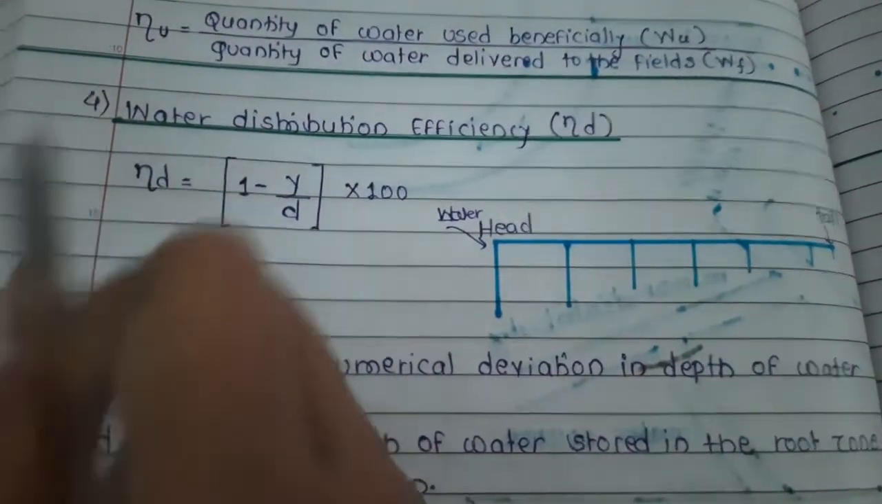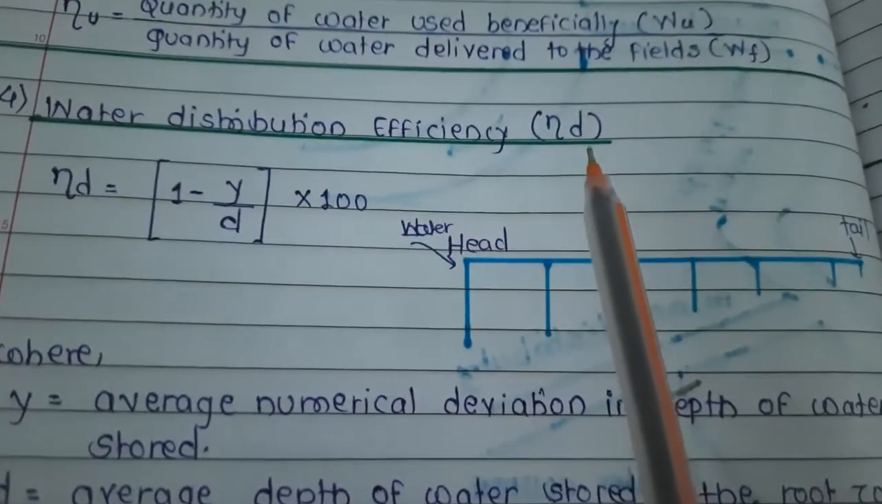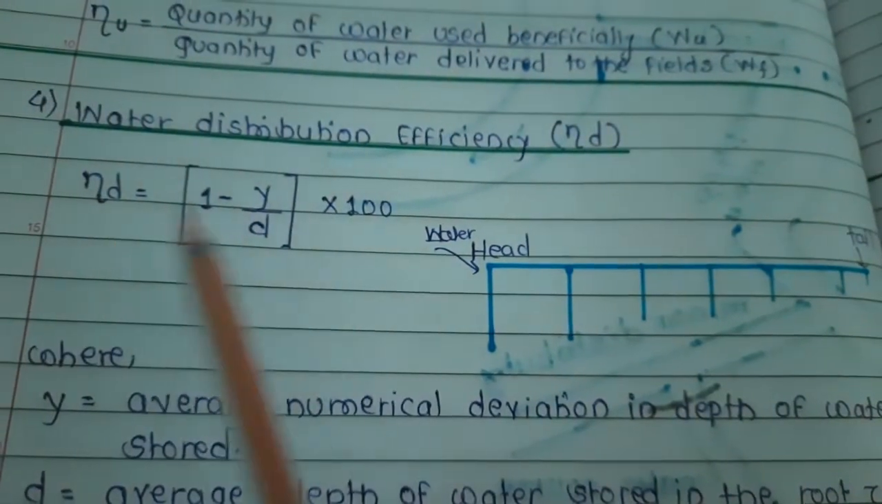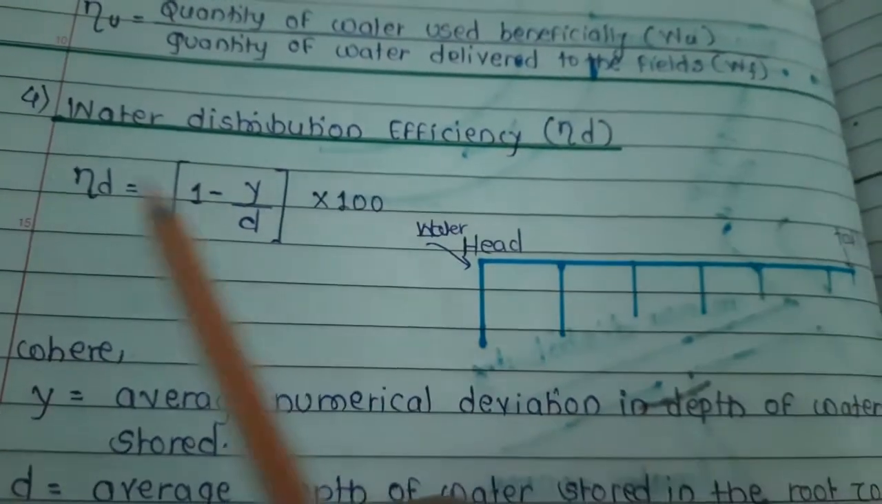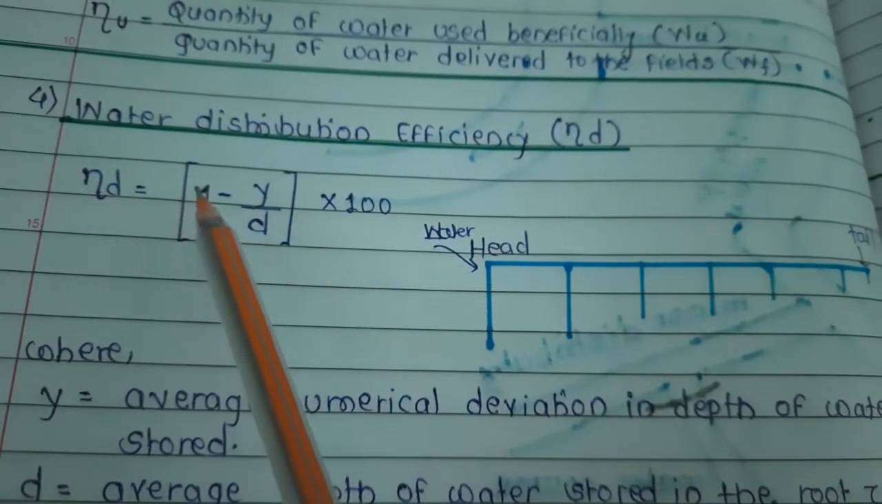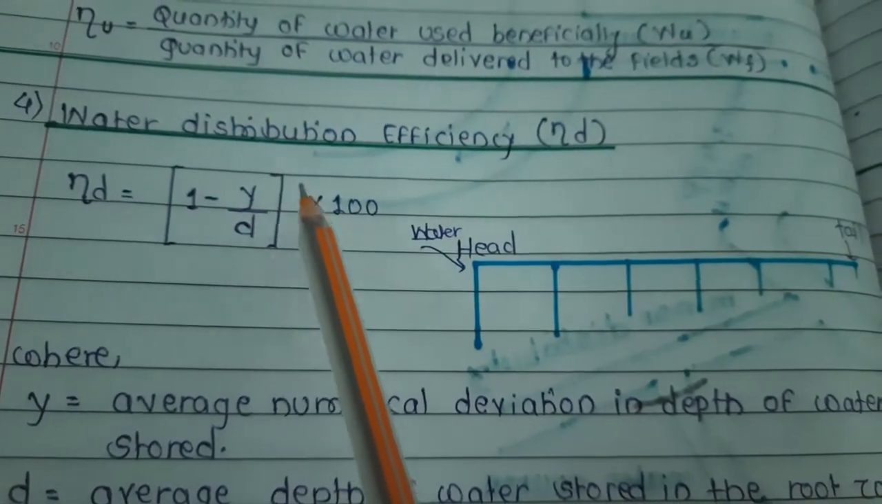Now, fifth, water distribution efficiency, eta D. The formula is different than the formulas we saw before. Eta D is equal to 1 minus Y upon D into 100.